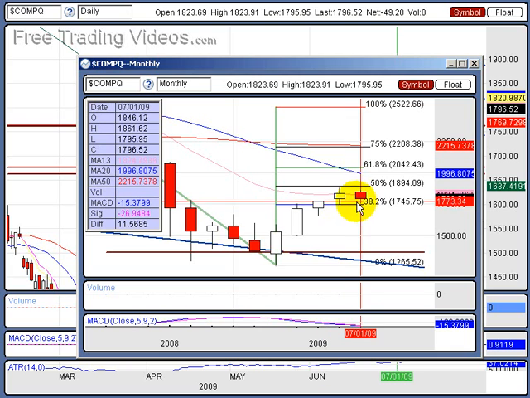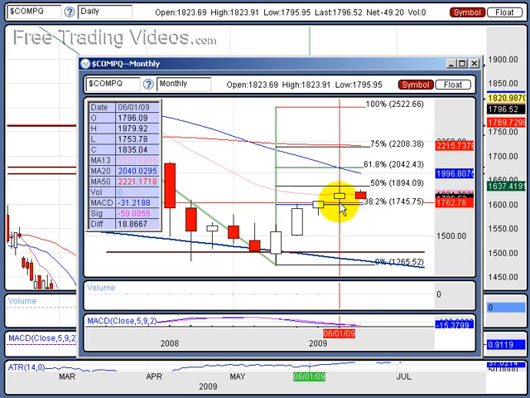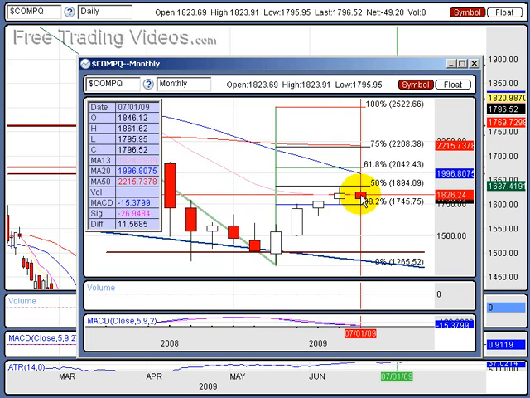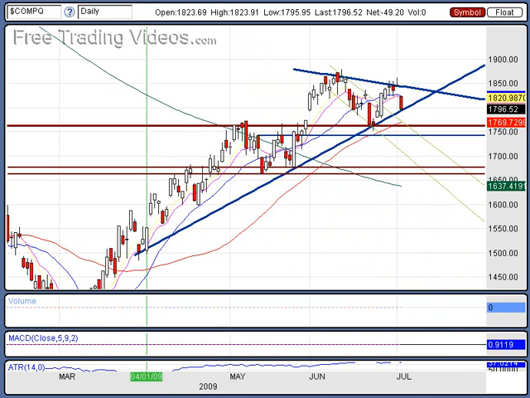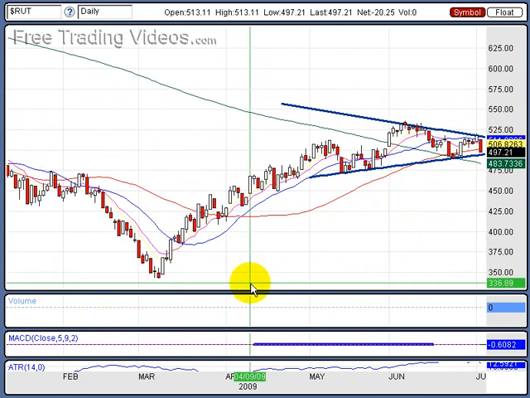What I'm looking for is a close below this candlestick, 777. If we can close below 777, especially if we can get below that low, 753. If we can close below 1753 or 1795, I would say we're in a heap of trouble here on the NASDAQ. Let's also look at the Russell.